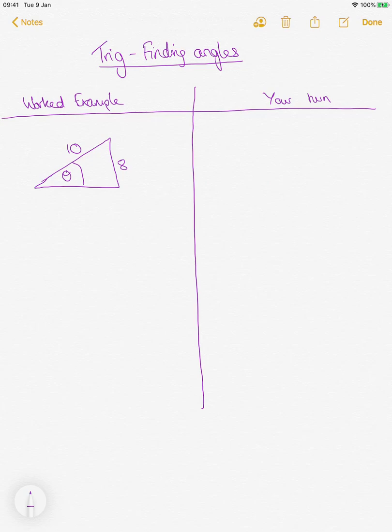But anyway, today's lesson is on trig. So we're continuing that, and this time we're going to be finding angles.